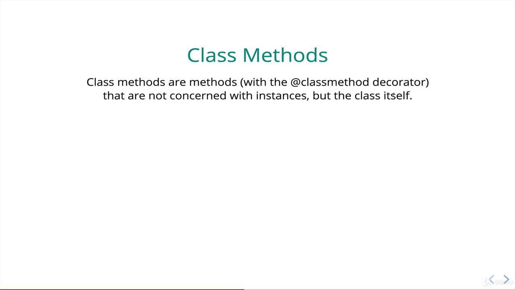Class methods are methods that are not concerned with specific instances, but with the class itself. So just like a class attribute is not concerned with the individual specifics of a given instance of that class, it's concerned with the class itself. Same thing with class methods. And because of this, they're a lot less commonly used and frankly less useful.